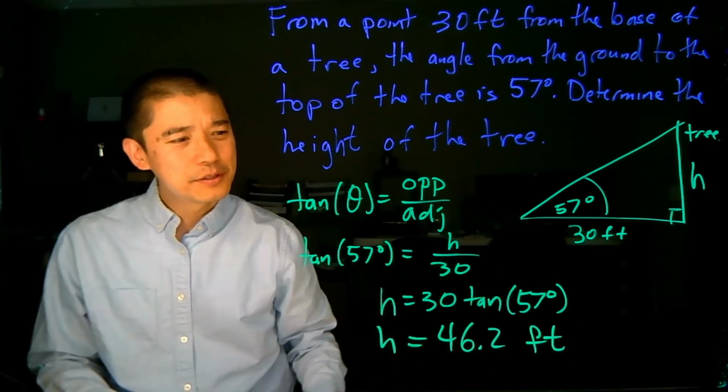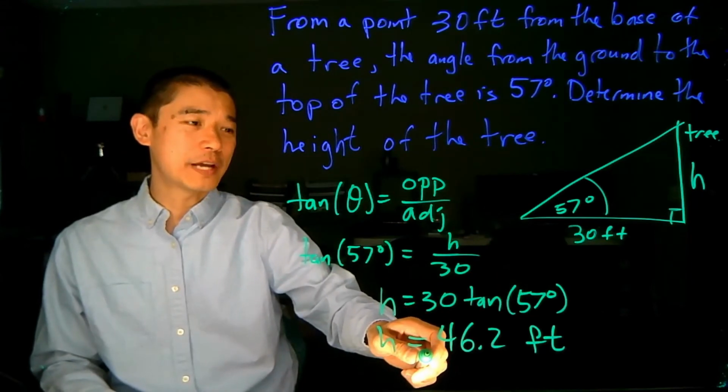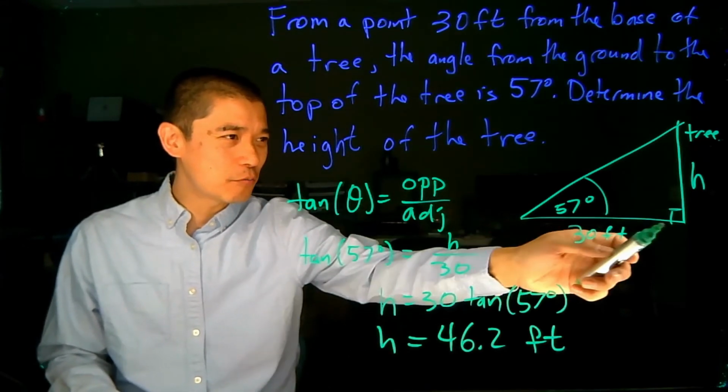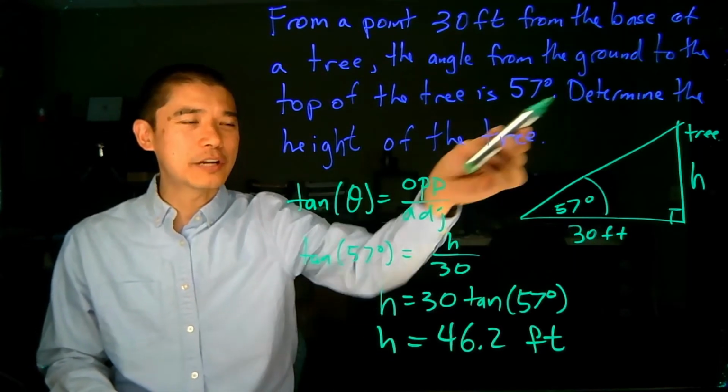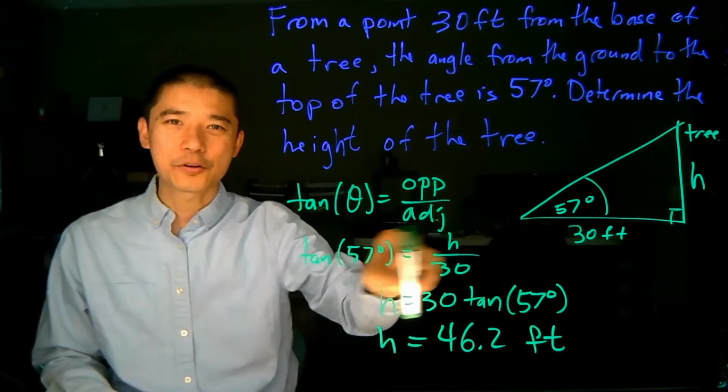So this is how we solve this problem. We actually have determined the height of the tree based on how far away we are from the base and the angle up to the top of the tree, and it comes out of the SOHCAHTOA relationships.